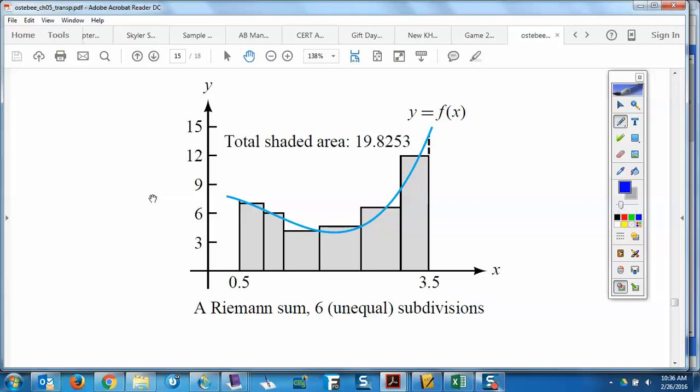I probably won't ask about it on any of our quizzes, but in the AP test and in our packet stuff, sometimes you may see something about inscribed and so forth. Okay? So that's still a Riemann sum. It's just that we won't do it very often.